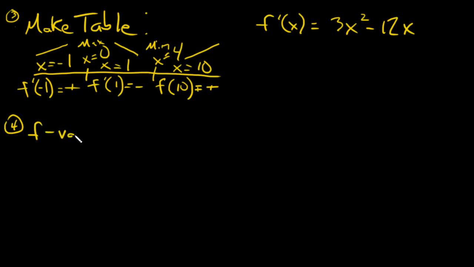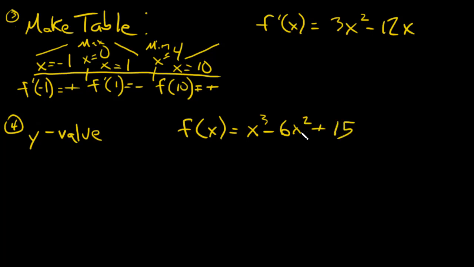These are the f values. These are the y values, and I get y by plugging an x into my original function, f of x. So my f of x was equal to x cubed minus 6x squared plus 15. Alrighty, so first off, I'm going to plug in f of 0 for the very first, where we have a max. Well, it's going to be 0, 0, plus 15, 15.